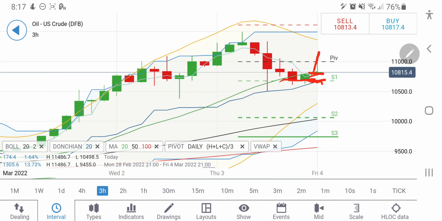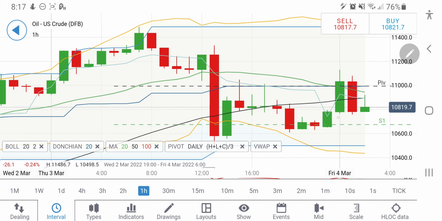At 115, I think it may create a double top before trying to drop. Beyond 115, sky is the limit. It will try to hit 118 and $120 levels. Also on the flip side, as we have seen here, stochastic again on 3-hour charts is also near to oversold levels, so it can give you a little rise before trying to drop.